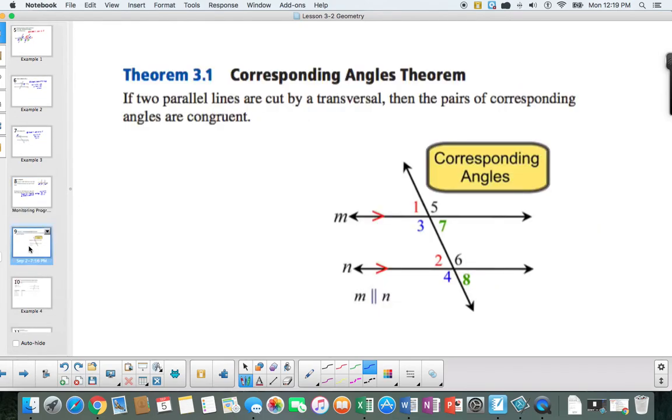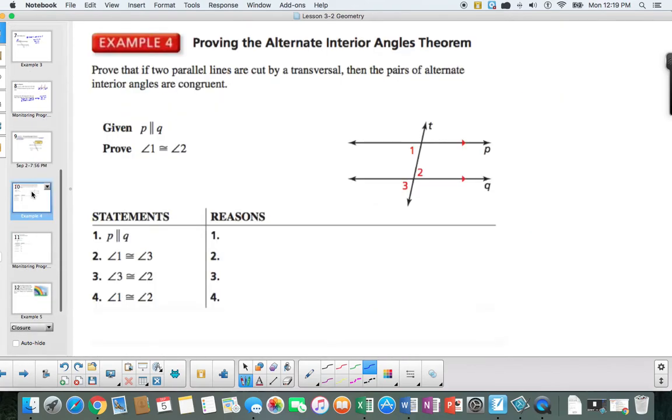Okay, corresponding angles theorem, that was the first one we have. It is a theorem that can be proved, but we have to wait another chapter before we get it proved. So anytime you see two parallel lines, we're going to make the conclusion that corresponding angles are congruent. And again, the proof will be done in the future. Let's take a look at the next one.